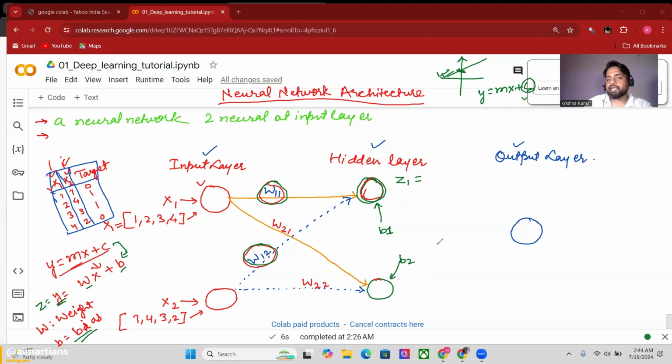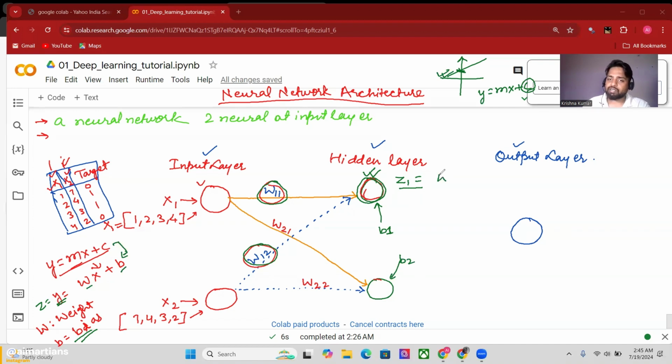So it will create the z1 formula, the z1 calculation, in this neuron. This neuron basically has two parts, a summation part and an activation part. Right now I'm just talking about the summation part. I will talk about the activation part also. So z1 is nothing but the equation of a line.